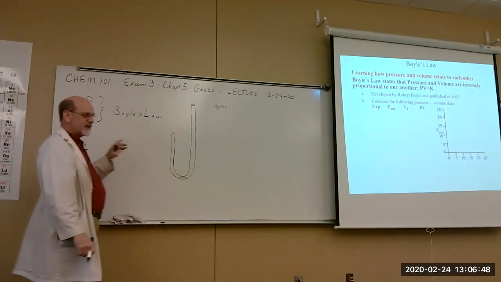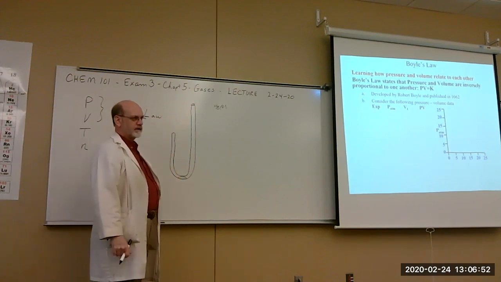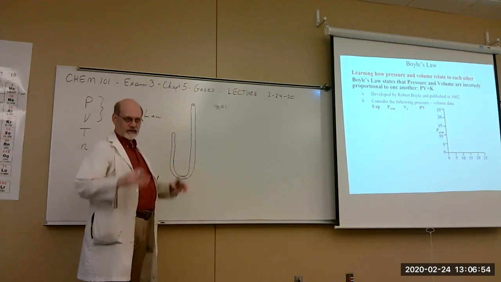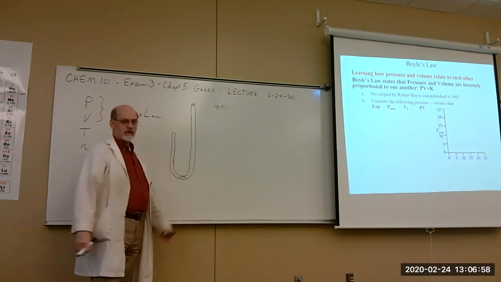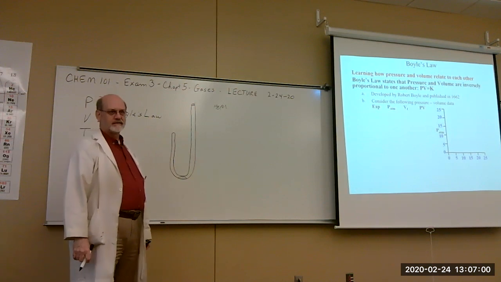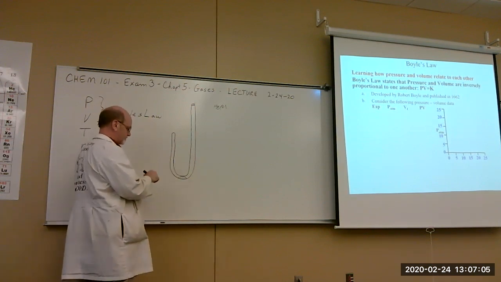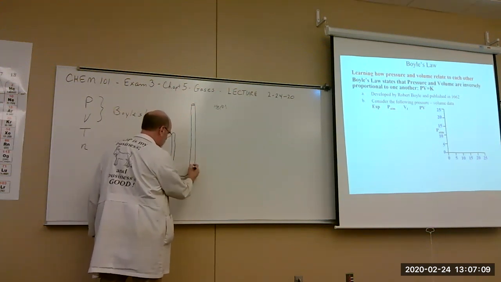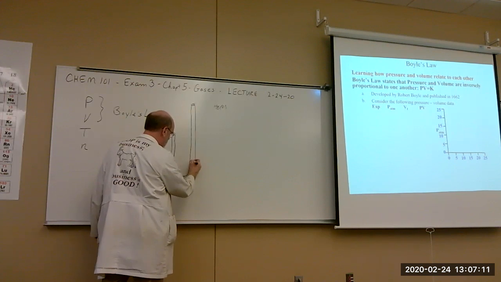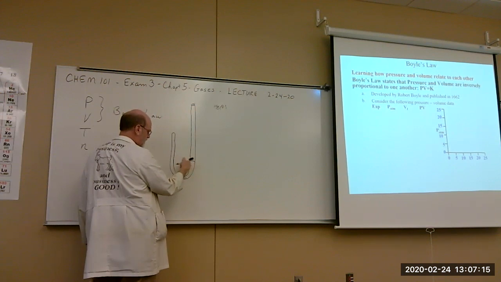and he maintained the temperature, either, I don't know, maybe he had a wine cellar, they're pretty consistent, or he just submerged it in an ice bath. That would be constant temperature. But whatever he did, as he kept adding mercury, the mercury would rise up here, but it wouldn't go as high as that one.